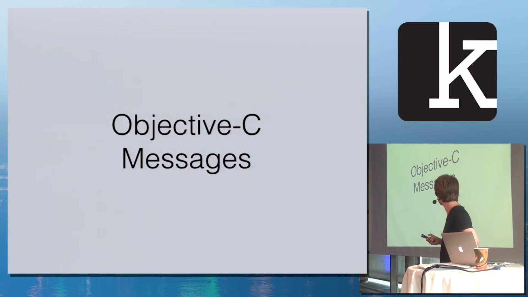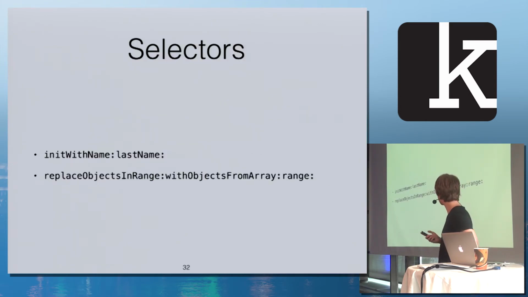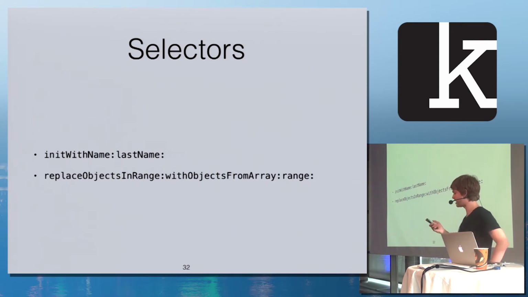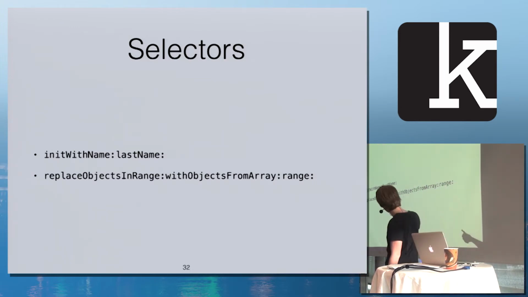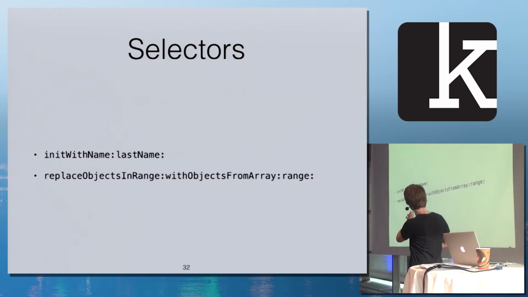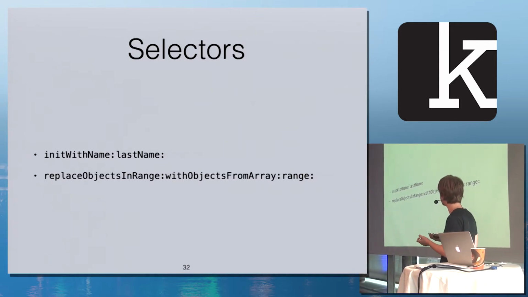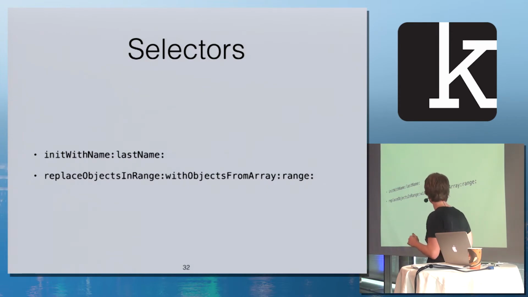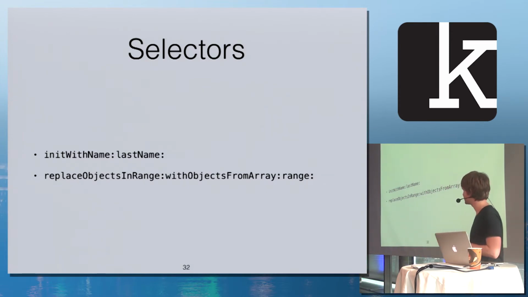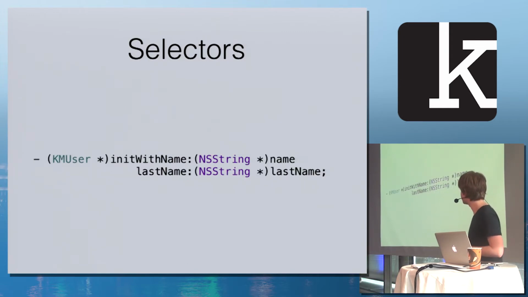So, Objective-C messages. This is what messages look like. They're long strings with colons. Each colon represents a parameter. In this first method, initWithName, there's a parameter name, and lastName is also a parameter. Each parameter also has a name, kind of like the new Ruby 2 keyword parameters. And this is also a very long method name: replaceObjectsInRange:withObjectsFromArray:range:, which is a method on an array, and it does what it suggests.